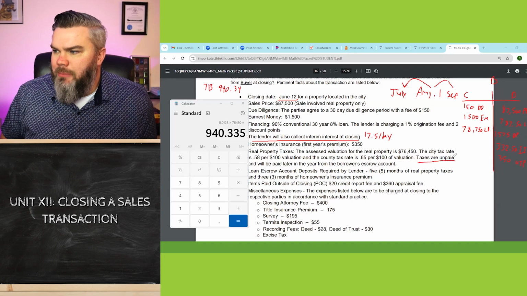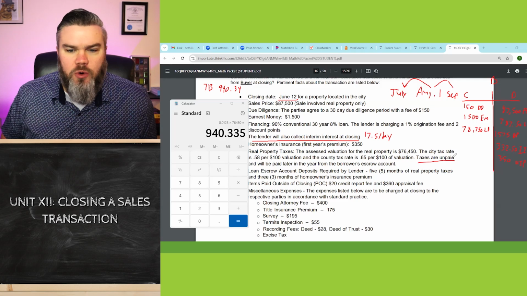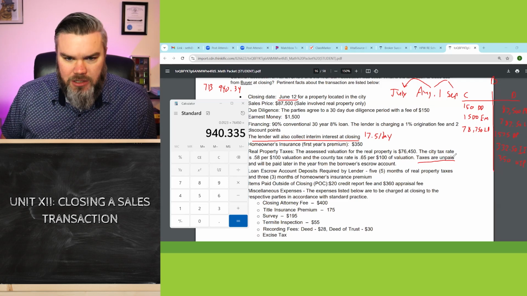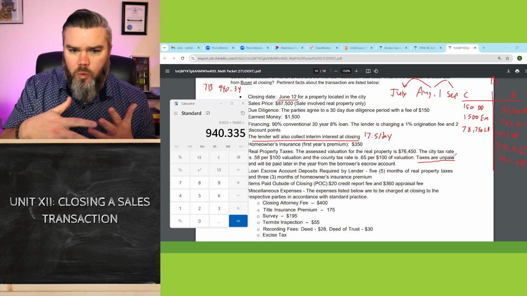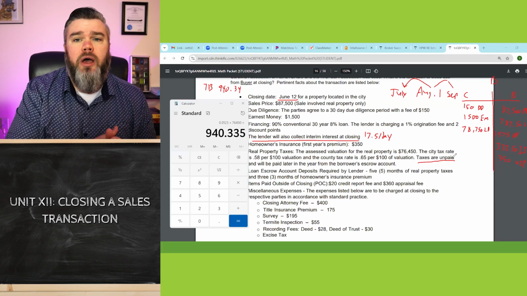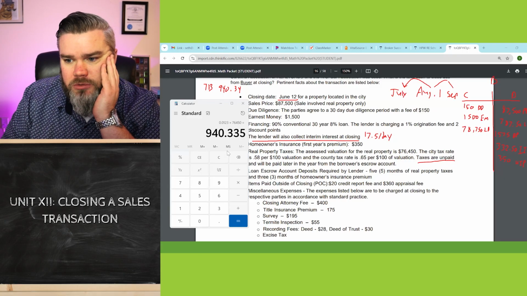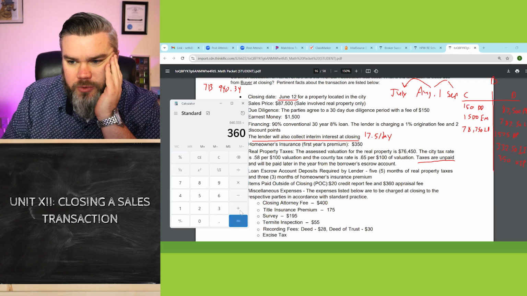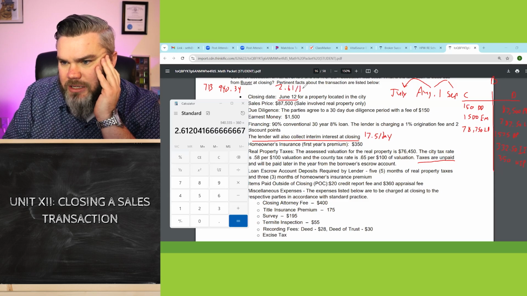You got to be careful, folks. You got to give me the full answer, because that's what's going to be expected on the test. And so we are going to debit the seller, credit the buyer. We've got to take from the seller the portion they ate. Remember, I gave you that analogy of what did they eat? And so the seller is responsible for January 1 up through and including June 12th. And so you take your annual tax bill, divide it by 360, because we're doing the 360 method, for a per diem of $2.61 a day for taxes.